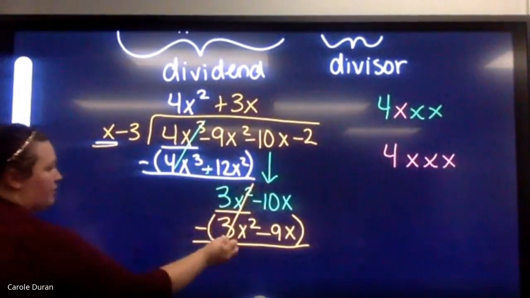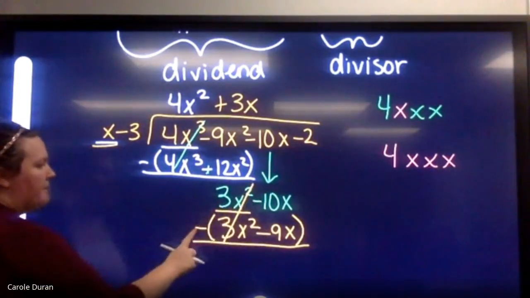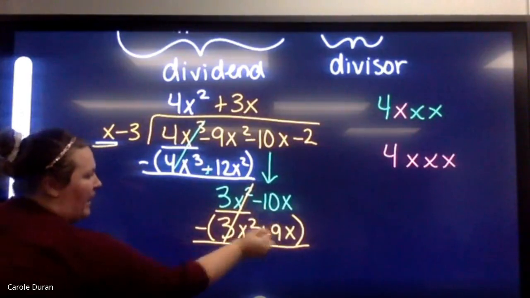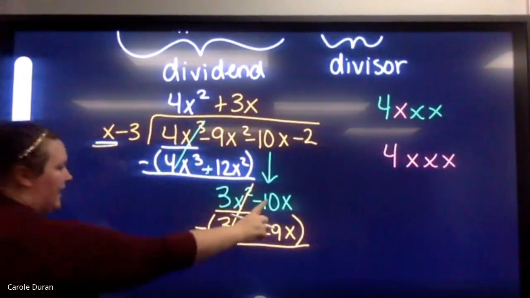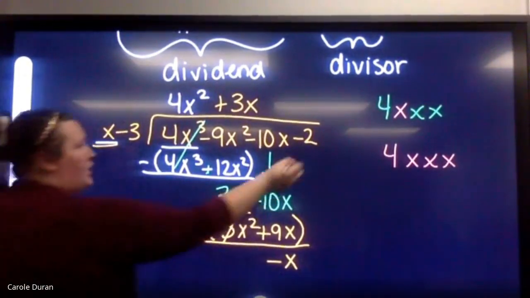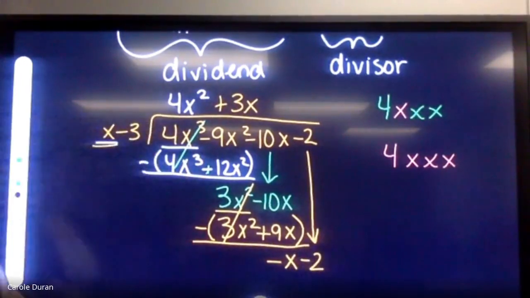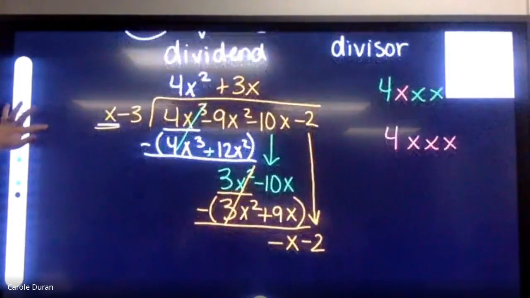3x squared and 3x squared will cancel out. I have negative 10 minus a negative 9 makes this a positive 9. Negative 10 plus 9 is a negative 1x. And then I drop down my next term. So now I have negative x minus 2.